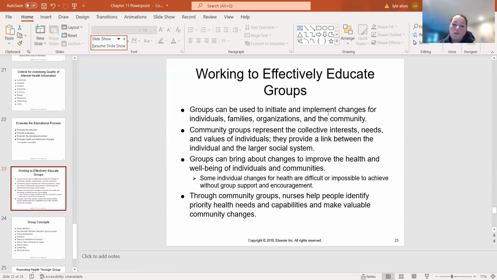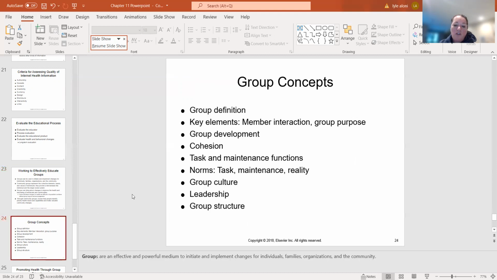Groups can be used to make changes for individuals, families, organizations, and the community. When we look at our communities, we're going to have those collective interests, a link between the individual and our larger group. Groups can bring about change to improve the health and well-being of individuals. And through community groups, nurses can help people identify health needs and make some changes.